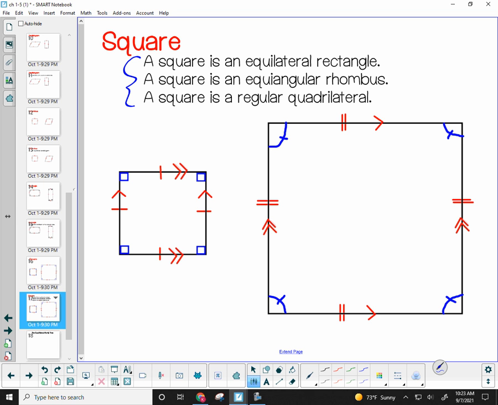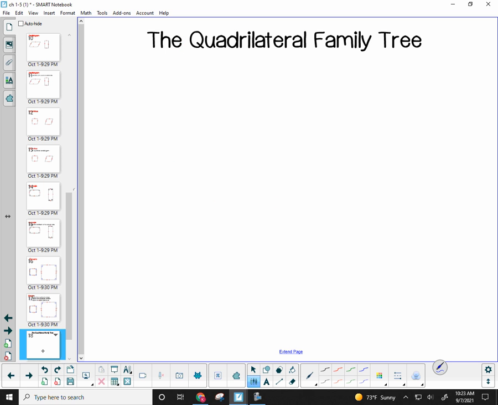All right, so I just threw a bunch of shapes at you with a bunch of definitions. So I want to put it together and show you how they're all interrelated, or not. Okay, so we're going to talk about what's called a quadrilateral family tree. So we have quadrilaterals. Quadrilaterals, any shape with four sides, right? Any polygon with four sides is called a quadrilateral.